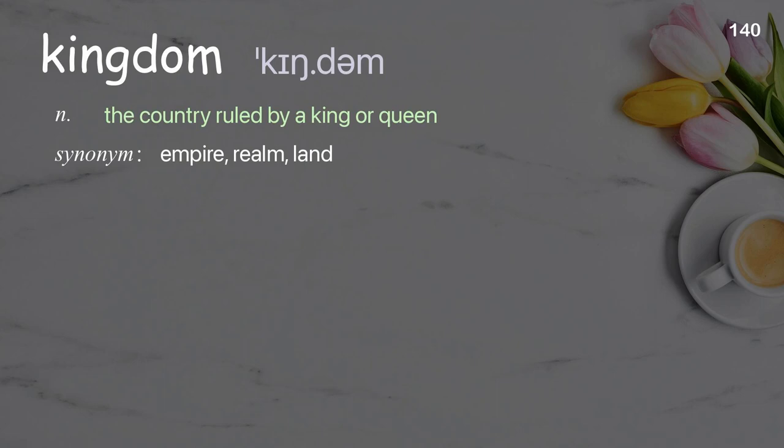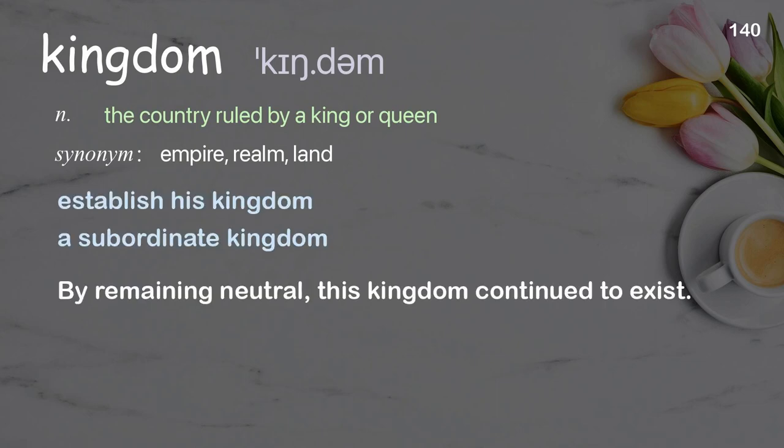Kingdom. The country ruled by a king or queen. Examples: establish his kingdom, a subordinate kingdom. By remaining neutral, this kingdom continued to exist.